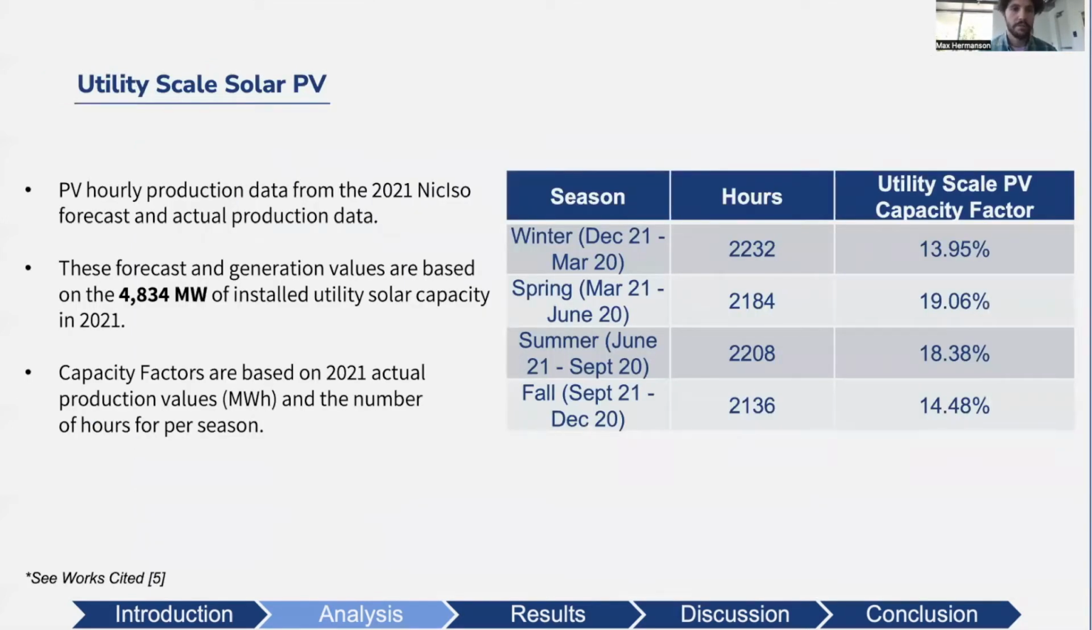So for our build out of utility scale solar PV, we used hourly production data from the NIC ISO forecast that our researchers gave us, and the actual production data we performed an analysis of and found that our capacity factor was varying from roughly 14% to 19%, with greatest production in the spring period of March 21st to June 20th. That's about 2,100 hours. Based on the forecast generation, we decided to install 4,834 megawatts of utility capacity. We had already had that amount, and we scaled it up further.